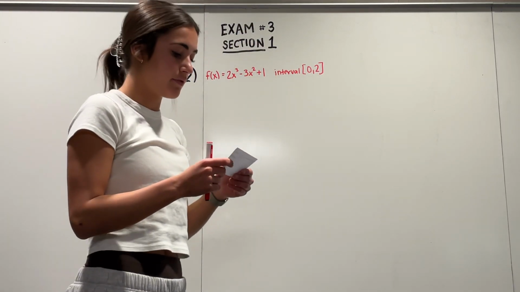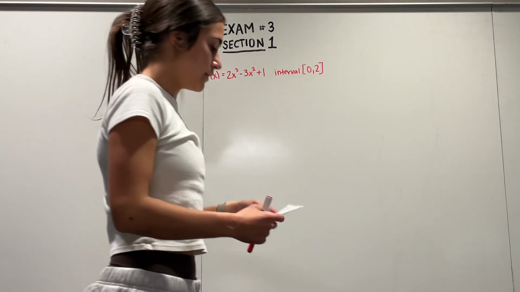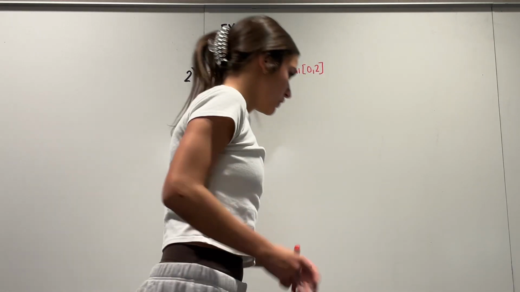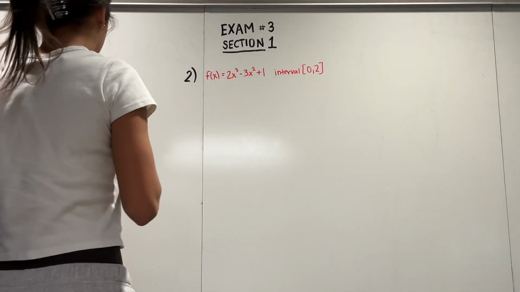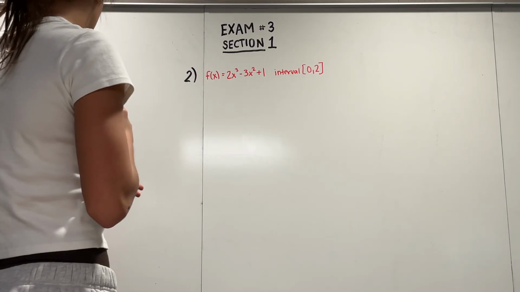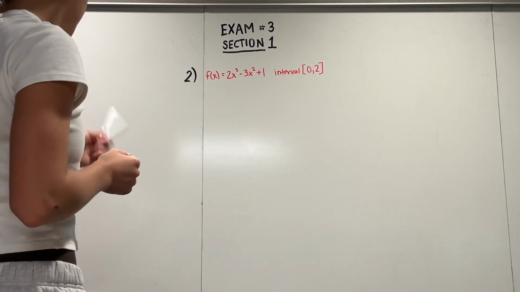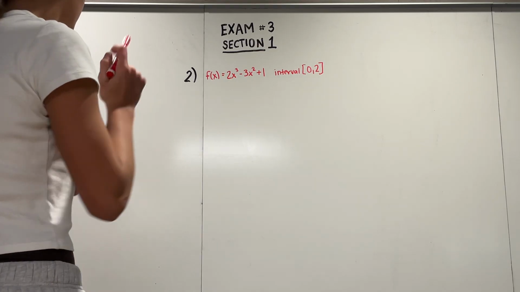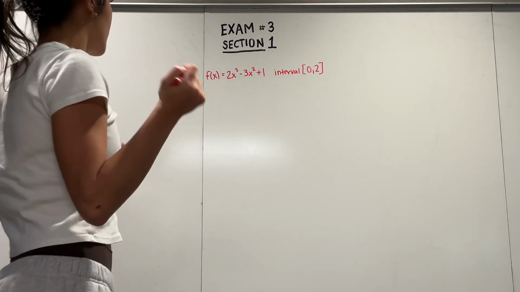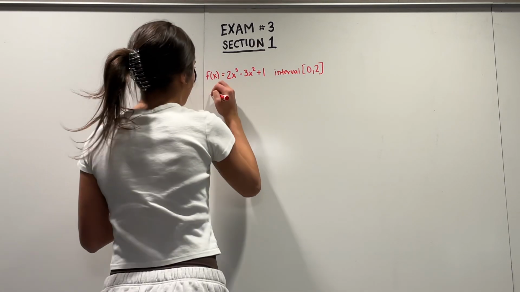This is exam 3, page 2, section 1, and this is problem number 2. The question is asking: if f of x equals 2x cubed minus 3x squared plus 1, find the absolute maximum and minimum of f of x on the interval of 0 to 2. So what we're going to do first is find the derivative of f of x.